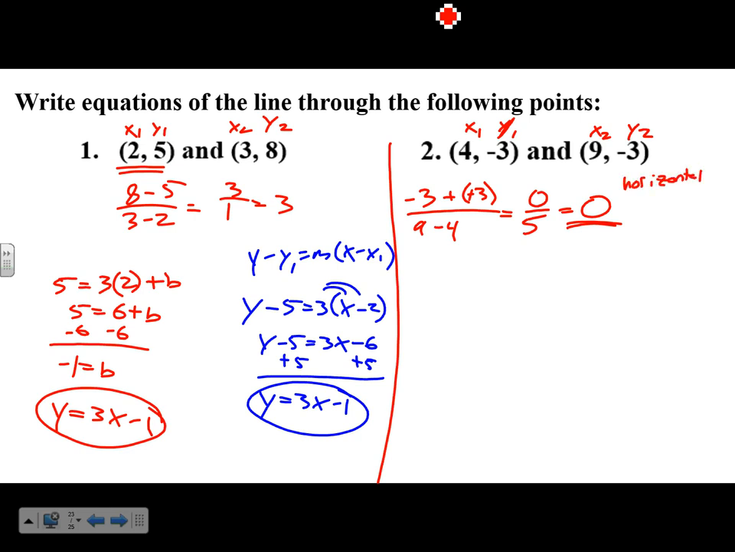So if it's a horizontal line, it's going to be y is equal to something. But what's that y equal to? Well, if you look at both of these, your y is equal to negative 3. That's all you need for that. And really, you don't need both points, but both points go through negative 3, so it doesn't matter which one you pick. But that's how you do a horizontal line. If it was a vertical line, then you'd look at the x's. And again, if it was vertical, the x's would be the same.